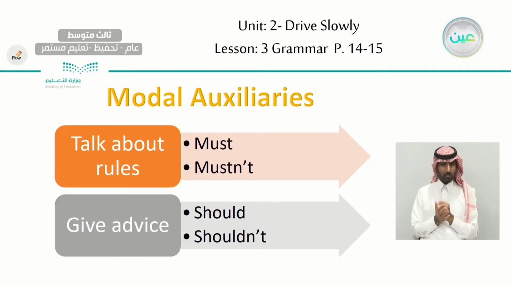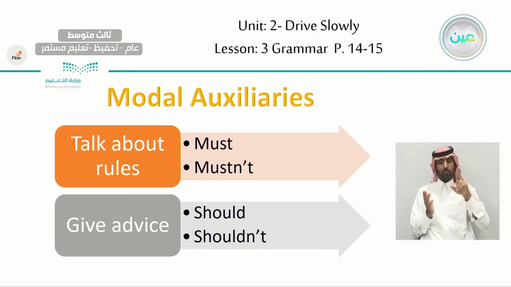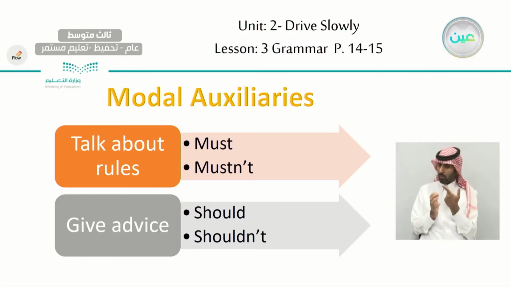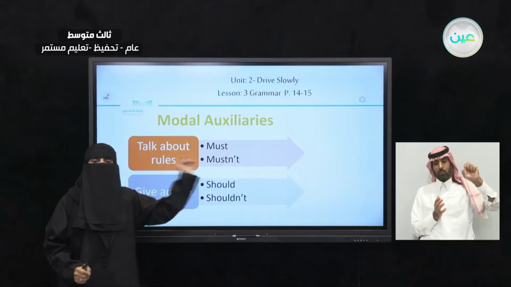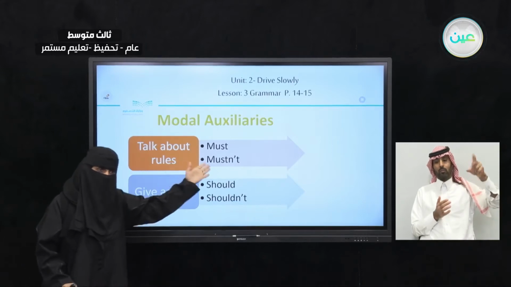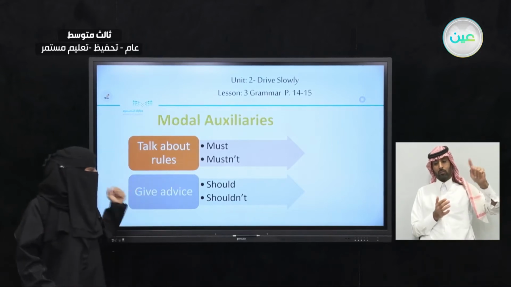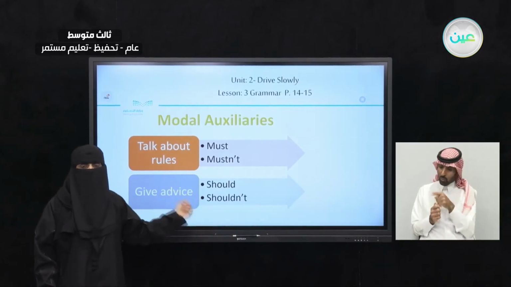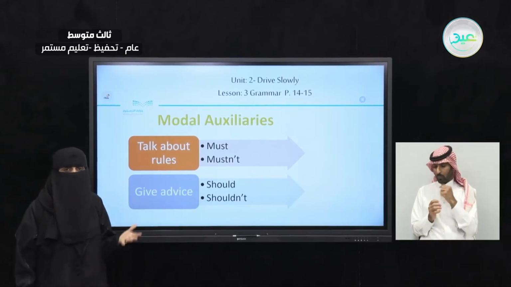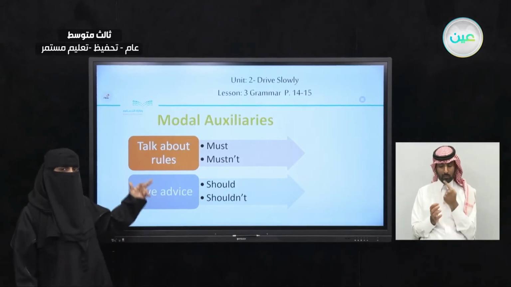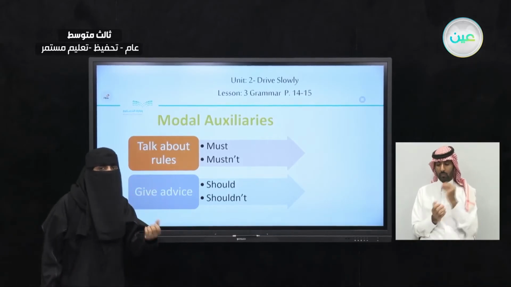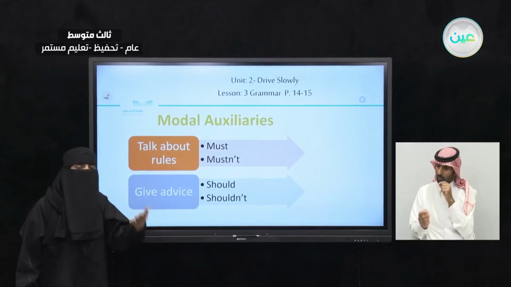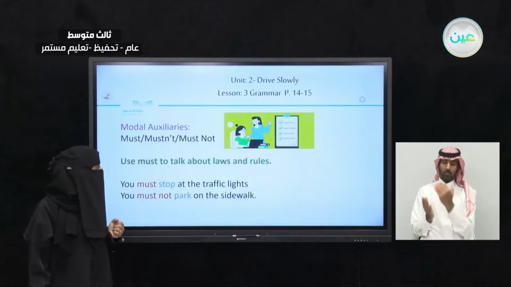Okay? So when we are talking about rules, when we are explaining rules, we use must and mustn't. Okay? Must and mustn't. And when we are giving advice, we use should and shouldn't. This is when we give advice. Okay? This is the difference between giving advice and telling someone about the rules.